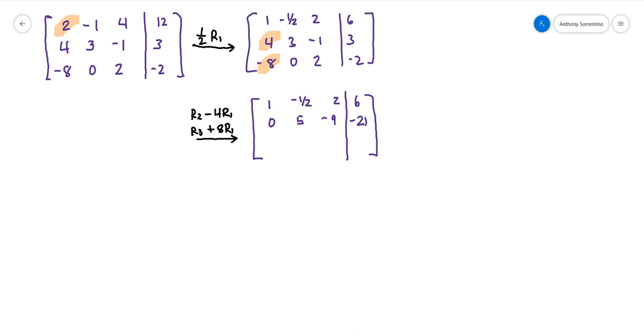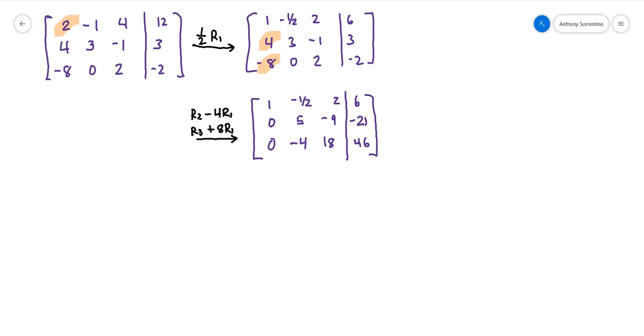Row 3, -8 plus 8 times 1 is 0. 0 plus 8 times -1/2 would give me a -4. 2 plus 8 times 2, that's going to be 2 plus 16, that's 18. -2 plus 8 times 6, well, 8 times 6 is 48, and -2 plus that is going to give me 46. So that's what I transformed it into.